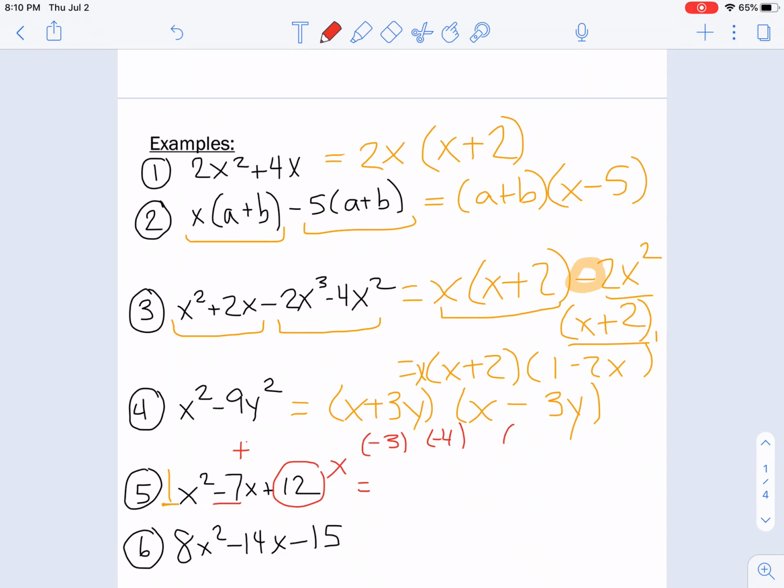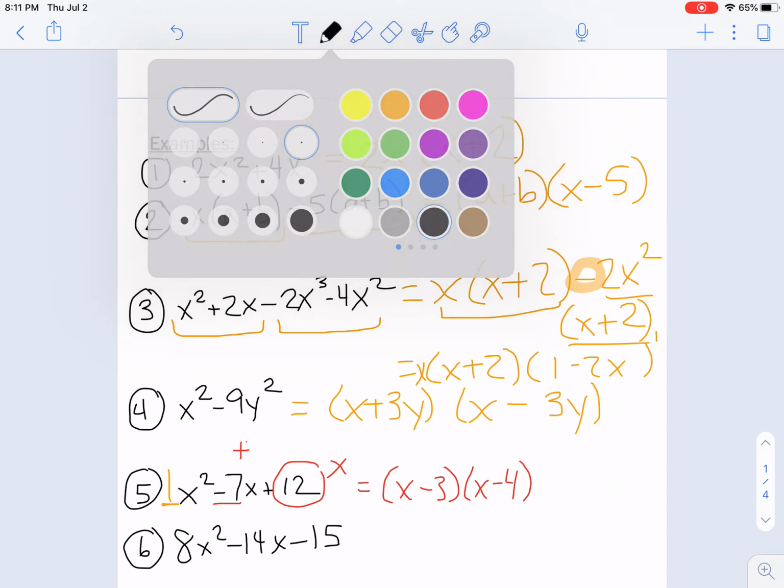I could have also picked -6 and -2, or -12 and negative 1. Only one of those sets is going to work though, because if I pick x minus 3 and x minus 4, negative 3 plus negative 4 gives me the negative 7 I'm looking for in the middle. So they have to add to the middle term's coefficient as well. And we can always expand to check.